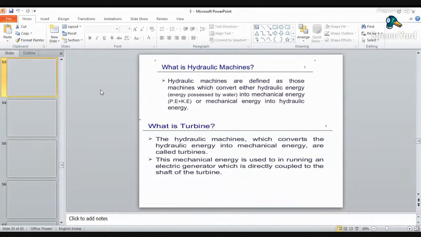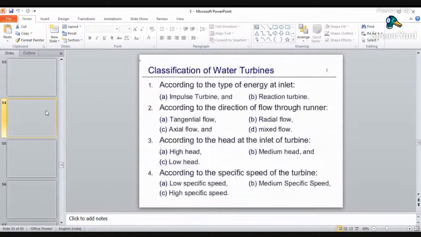So what are turbines? Turbines are machines which convert hydraulic energy to mechanical energy and mechanical energy to electrical energy. And what are pumps? Pumps convert electrical energy to mechanical energy and mechanical energy again to hydraulic energy. So we will go with the turbines.